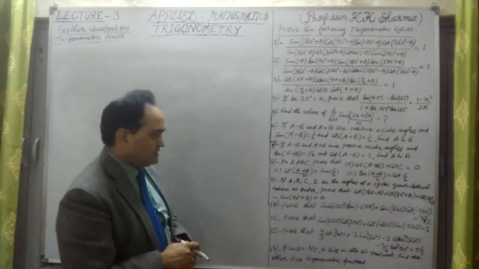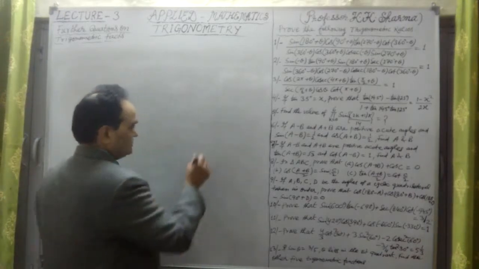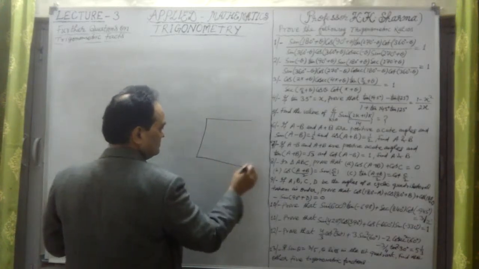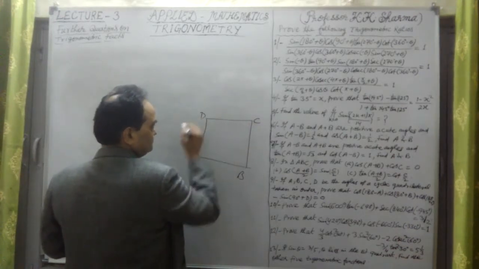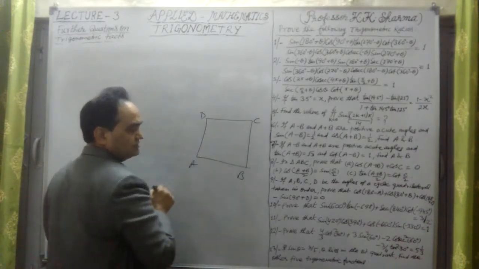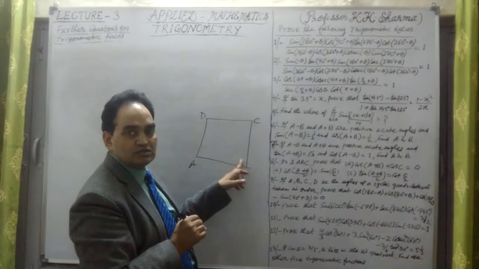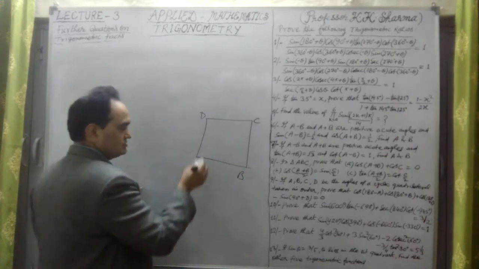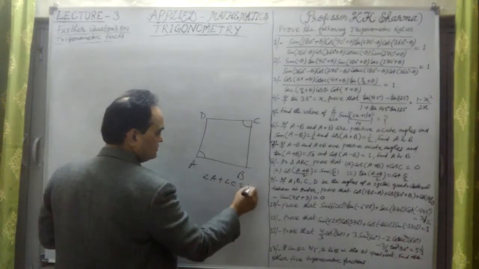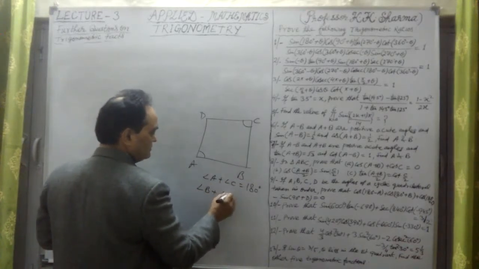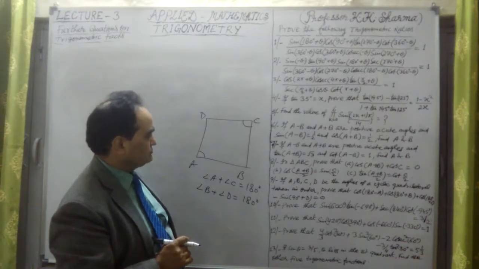The question: if A, B, C, D are the angles of a cyclic quadrilateral, taken in order. What is the property of a cyclic quadrilateral? A cyclic quadrilateral says that the sum of opposite angles will be 180 degrees. The sum of these two angles is 180 degrees, and the sum of these two is 180 degrees. So angle A plus angle C is equal to 180 degrees, and angle B plus angle D is equal to 180 degrees. Only this we have to think about.